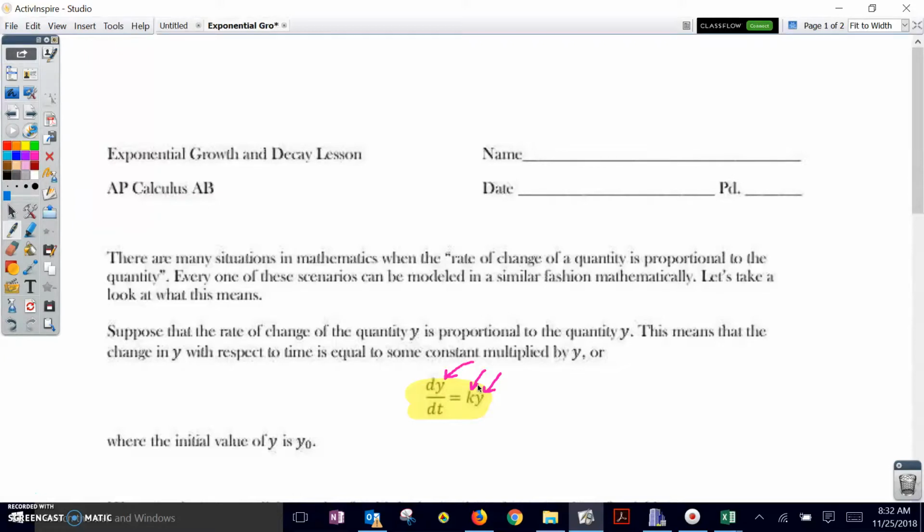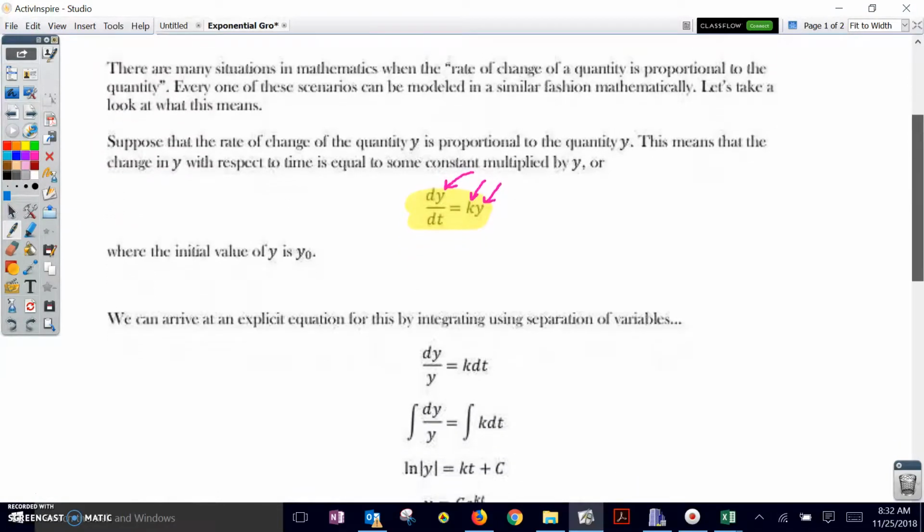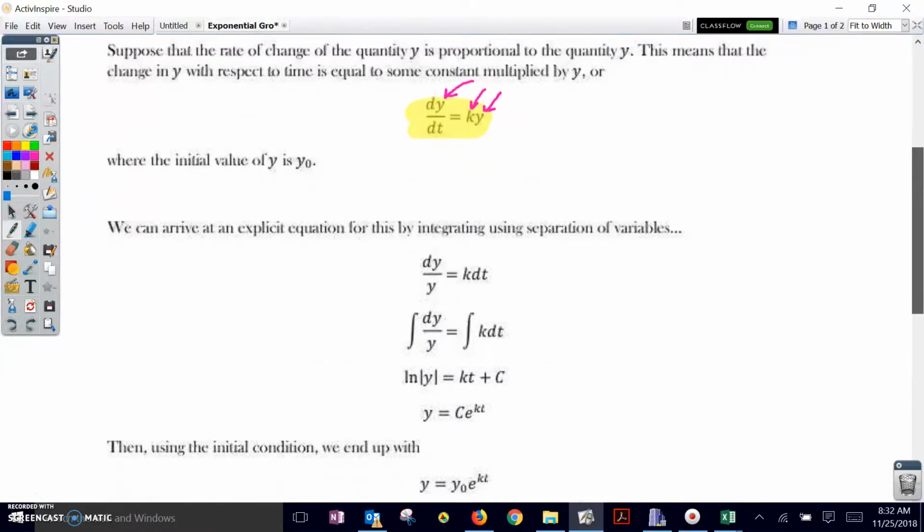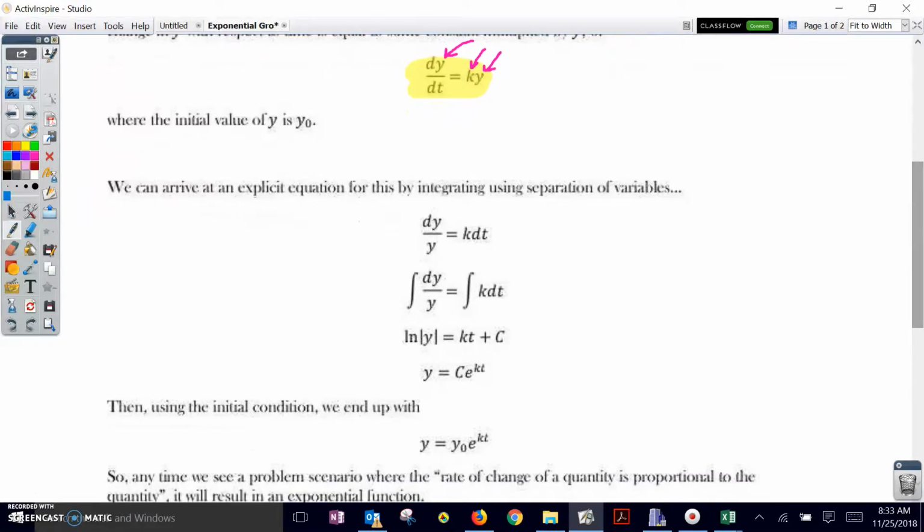If we take this differential equation and integrate it using separation, we arrive at this explicit formula, where whenever we have a quantity that changes at a rate proportional to the amount of the quantity, y is equal to y sub 0 e to the kt. And that is what's known as the law of exponential change. We can use this model in a wide variety of different circumstances, and we're going to do that in the examples that follow.